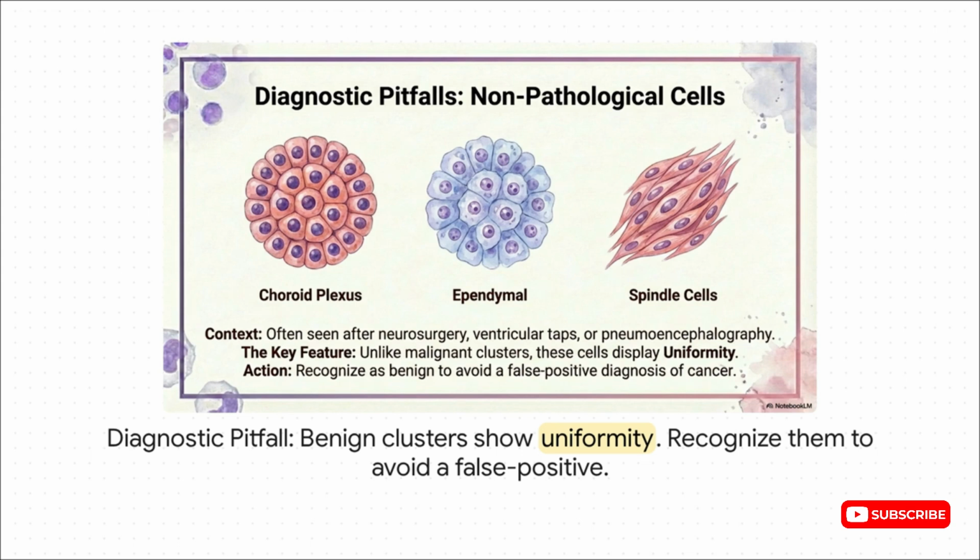You'll often find them after things like neurosurgery. We're talking about choroid plexus cells, ependymal cells, and spindle cells. They can clump together in these clusters that, at first glance, look pretty scary. But here's the key feature you have to look for: uniformity. Unlike a malignant cluster, these benign cells are all pretty much the same size and shape. Your job is to recognize these for what they are, benign, because a false positive cancer diagnosis is absolutely devastating.